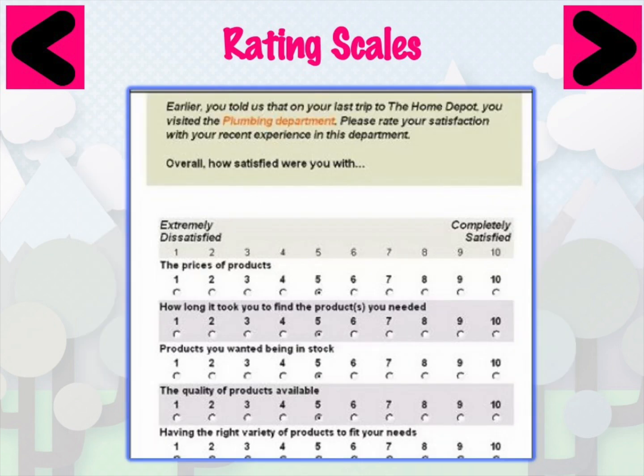A scale can have as many response items as the researcher wants. However, it can get a little bit confusing for the respondent if there are like 20 different options on the scale. So generally, we try to keep it pretty simple, like 7 response items to 10 max.